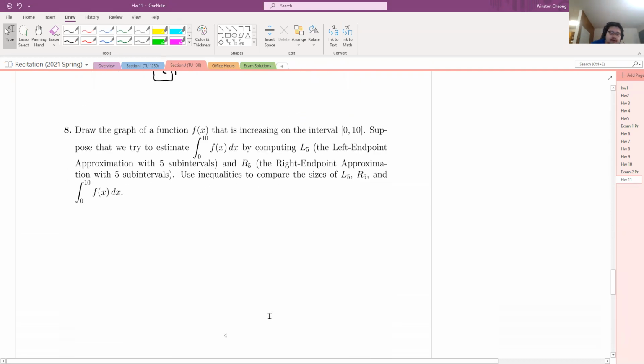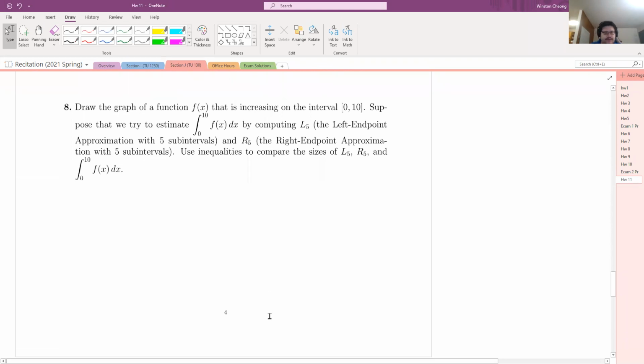Okay. Right. So number 8. Well, the important part of this problem is actually the fact that we're told f is increasing. Okay, so we're told f is increasing, and then we want to compare the L5 with the integral with the R5. That's what this is asking us to do. Let's draw a picture of a function that is always increasing. Okay. And well, it's going from 0 to 10. That's fine. We can just say that that's what this is actually doing, 0 to 10.